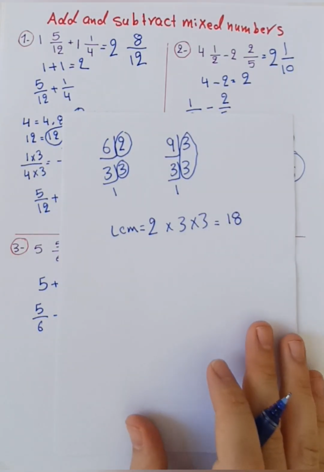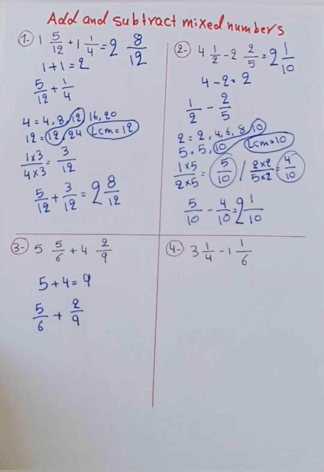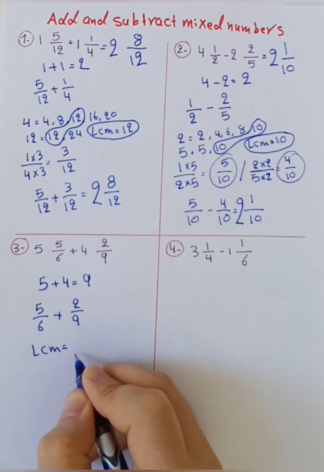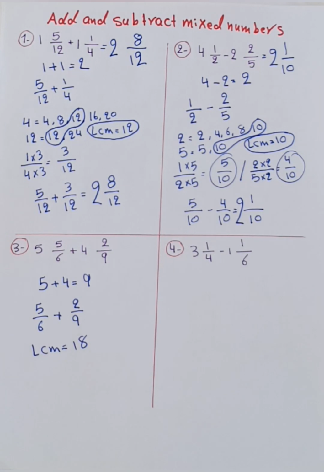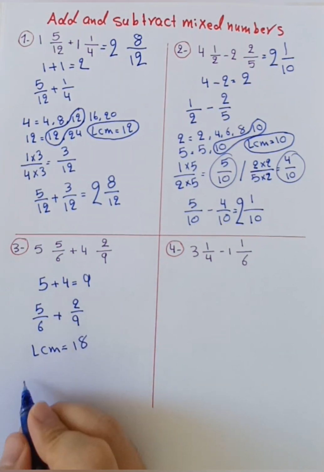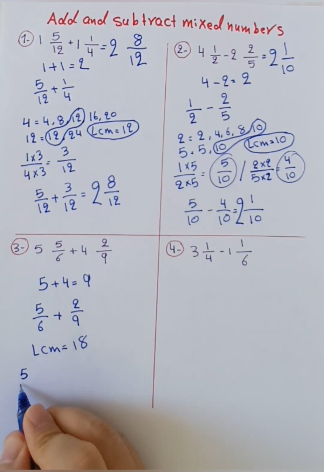So the least common multiple for 6 and 9 is 18. Now we have to look at the denominators of the fractions. None of them is 18. We have to change the fraction.